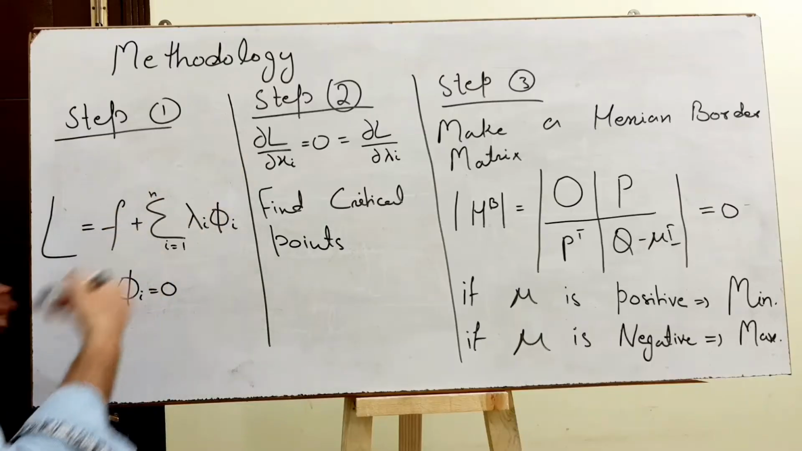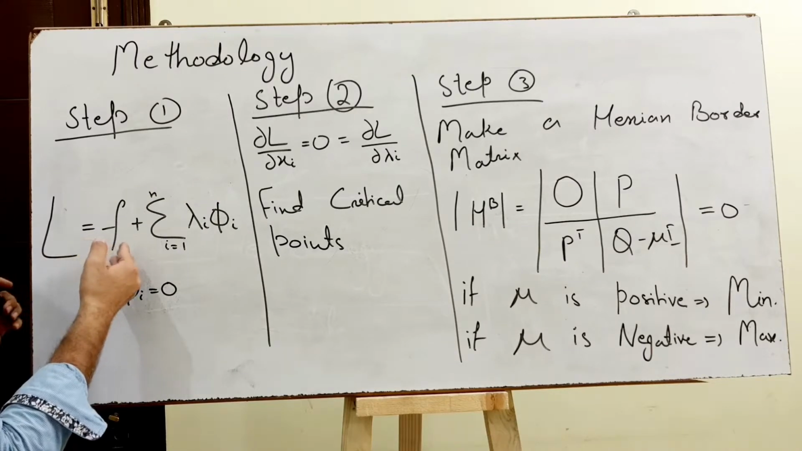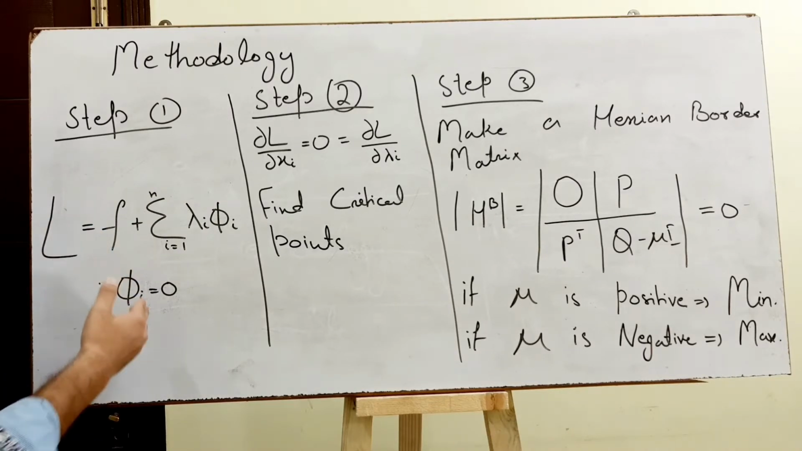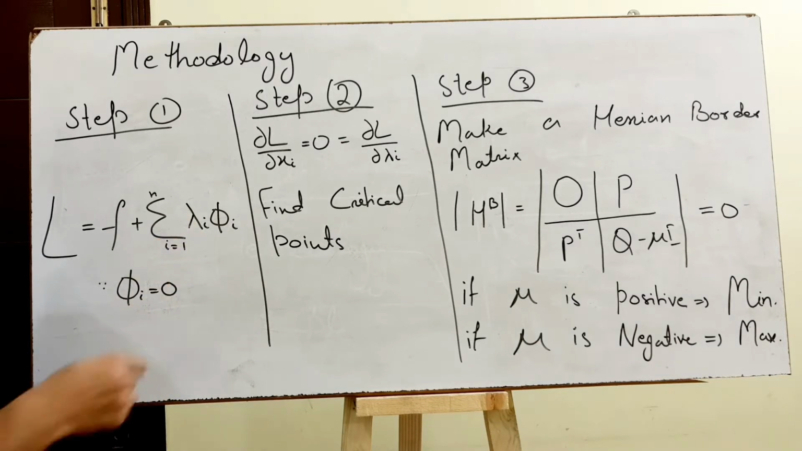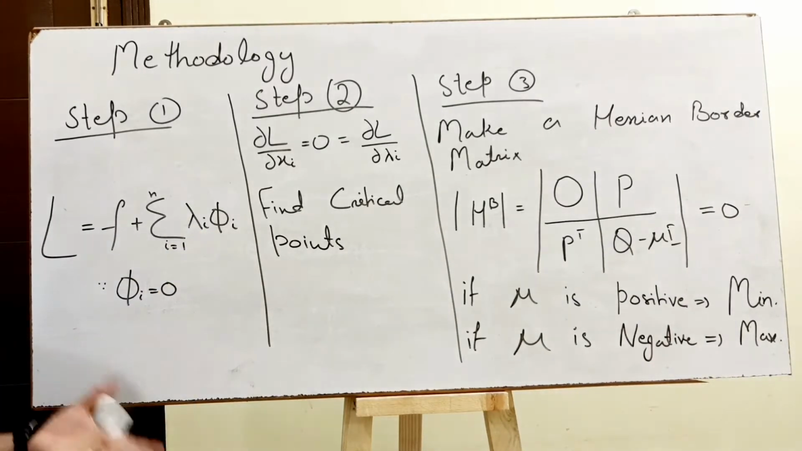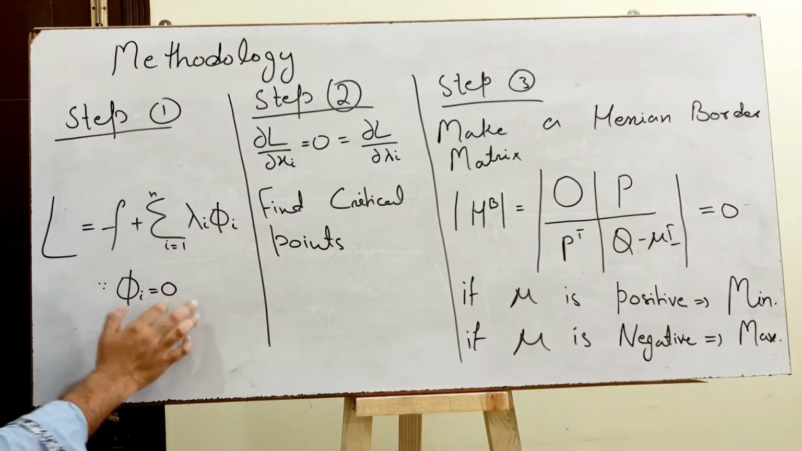Let's start with the methodology. Step number 1: make a function L equals f, which is a given function which we want to maximize or minimize, plus summation lambda i phi i. Lambda i are also called Lagrange multipliers, and phi i are constraints or conditions with the given function. Keep in mind all phi i should be equal to 0.